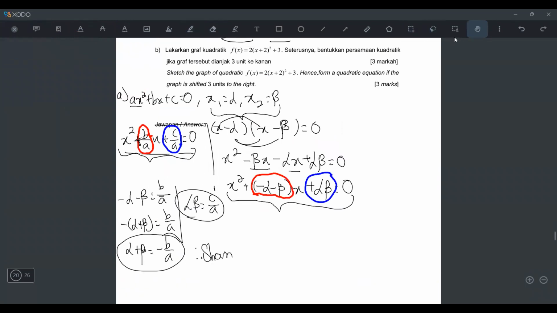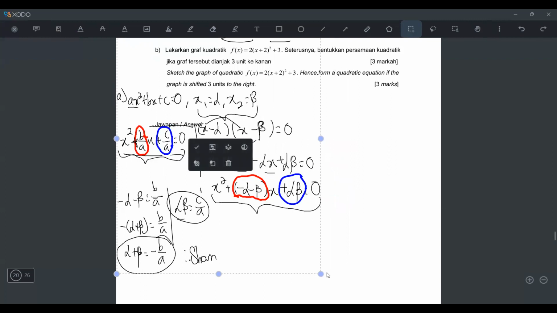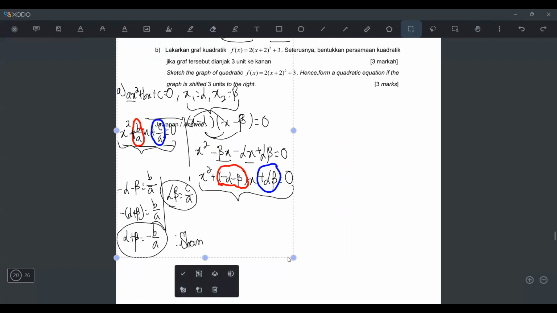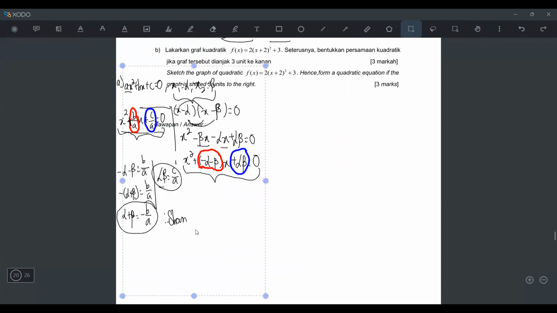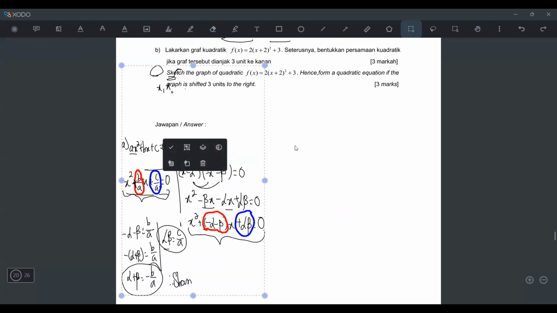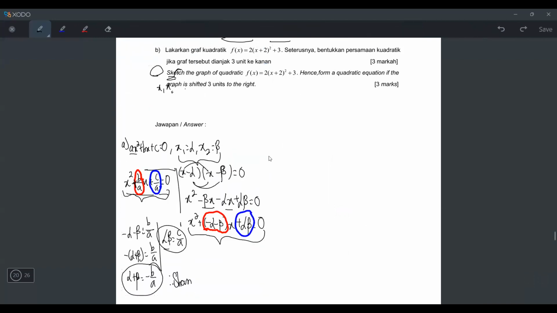Okay, I need more space. So it's okay, I will just make it smaller, even smaller, and then move down a bit. All right, let's go to B here. So I will do B here.